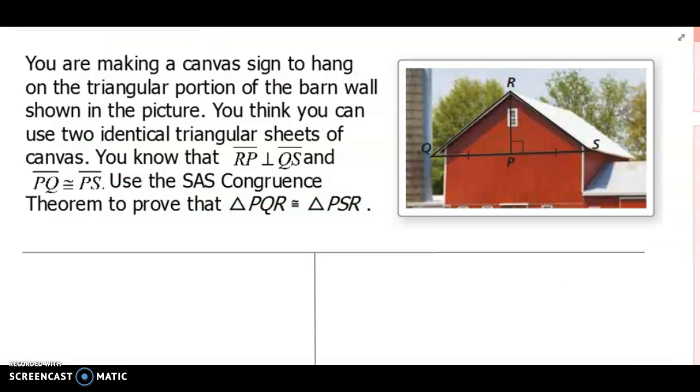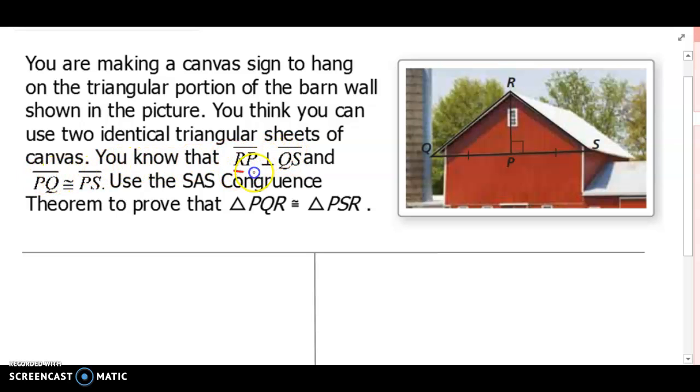All right, I'm going to get you guys started, and then I want you to try to do this one on your own. So we're given this picture of this barn here, and it says you're making a canvas sign to hang on a triangle portion of the barn shown in the picture. You think you use two identical triangular sheets of canvas.